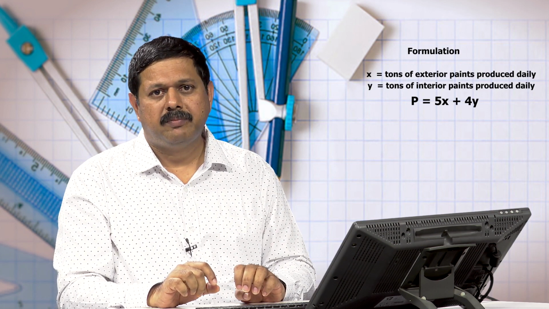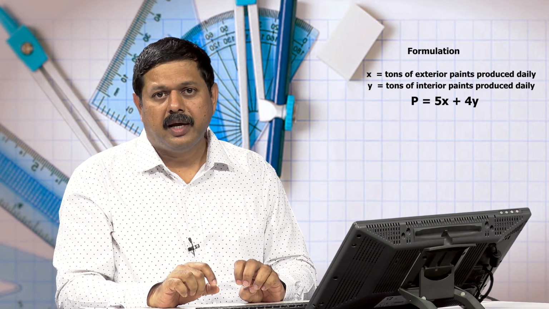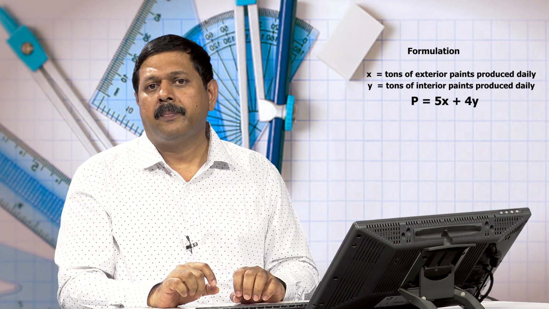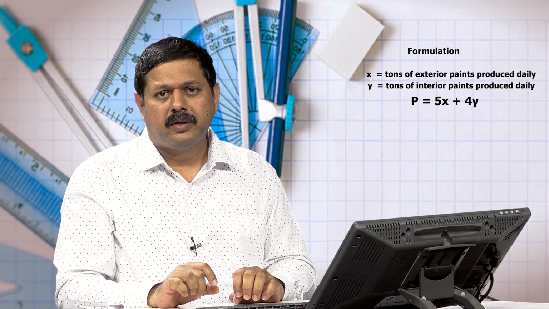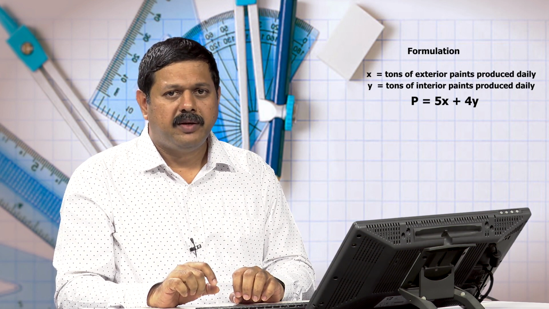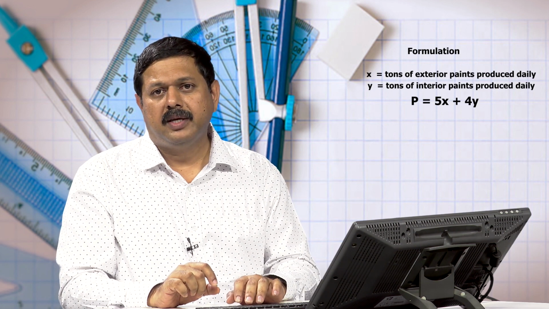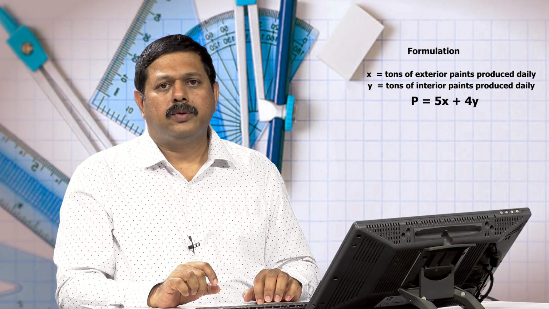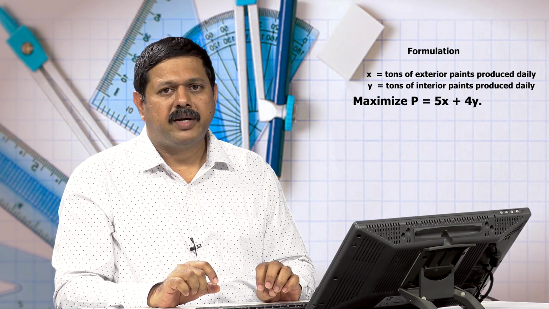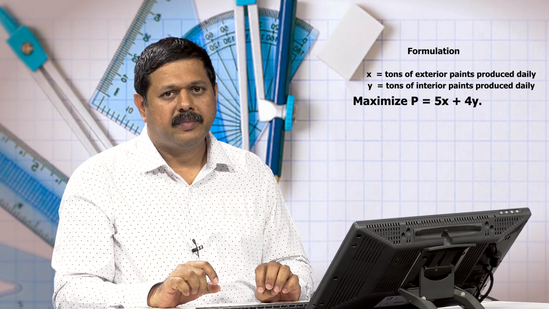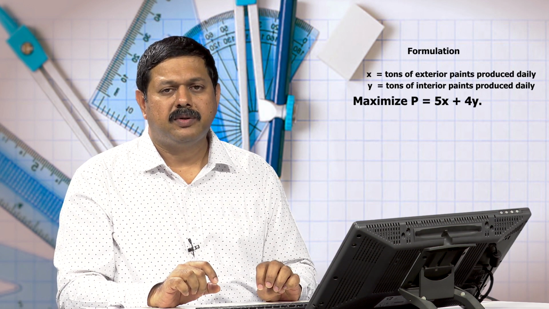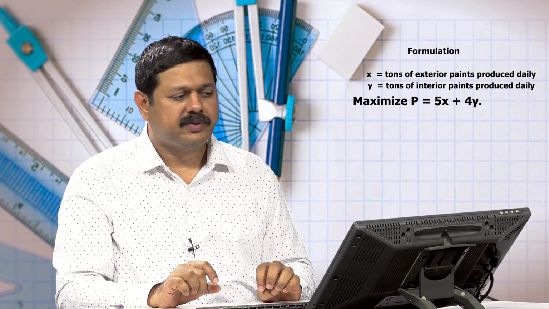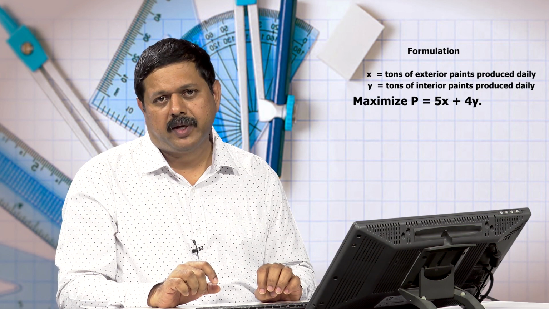Also, given that the profit per ton of the interior paint is 4, hence the profit on y tons of interior paint produced is 4y. So the total profit on producing x tons of the exterior paint and y tons of the interior paint is P is equal to 5x plus 4y. So, to optimize the profit means to maximize the total profit P. Hence, the objective function P is equal to 5x plus 4y is to be maximized here, and we denote it as maximize P is equal to 5x plus 4y.